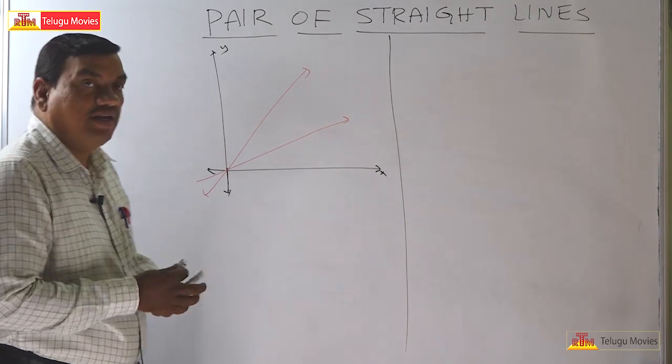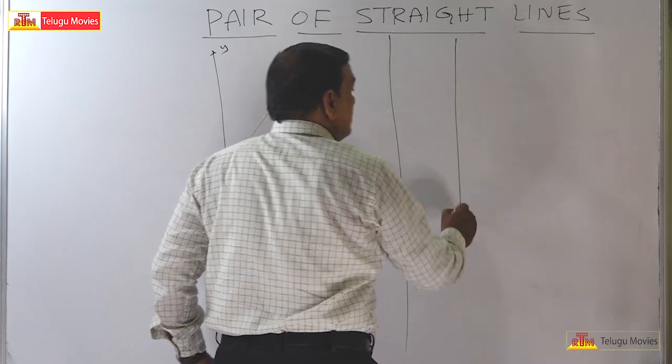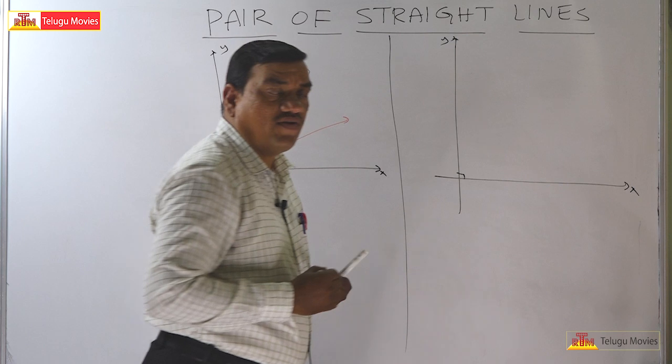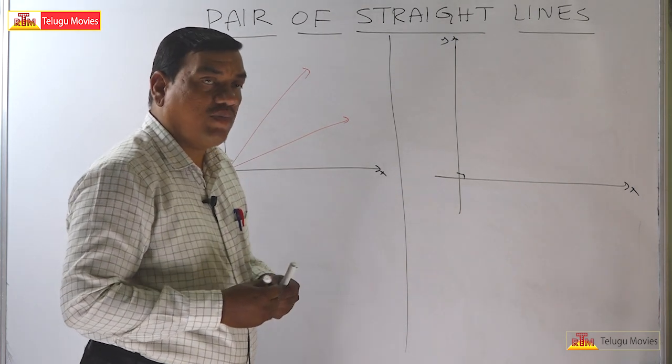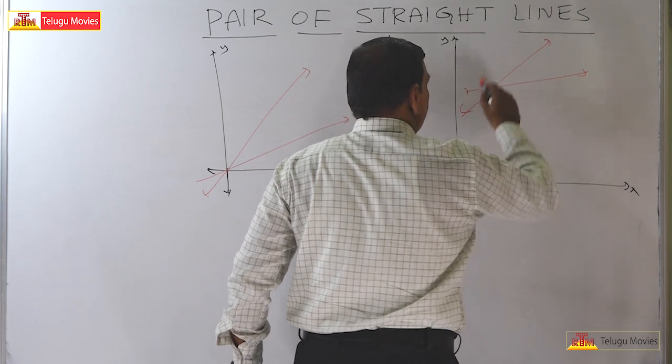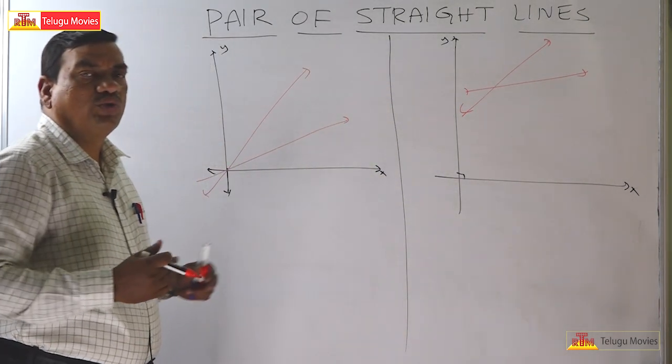The second one is the set of lines which do not pass through the origin. So they do not pass through origin. So this is one set. Here only two cases arise.